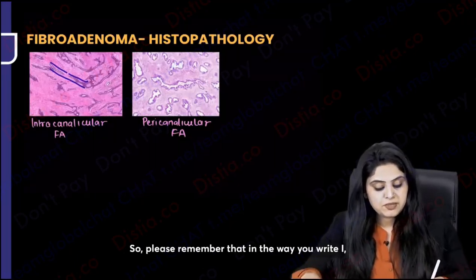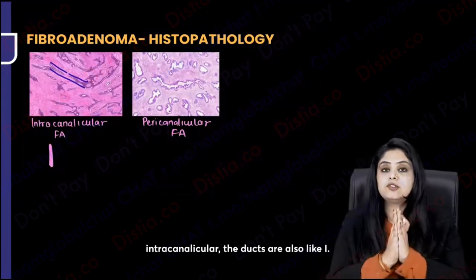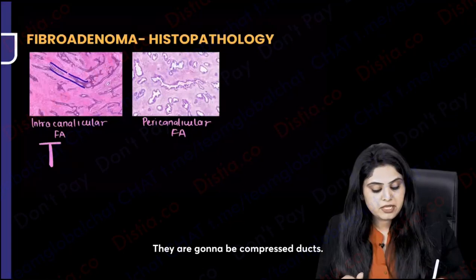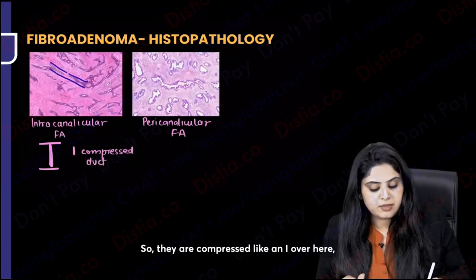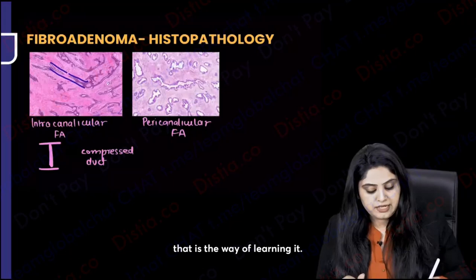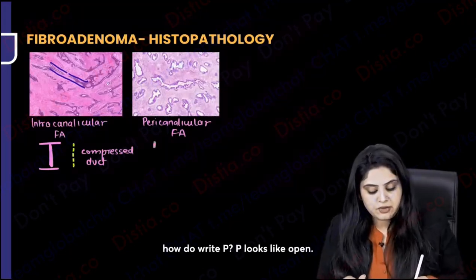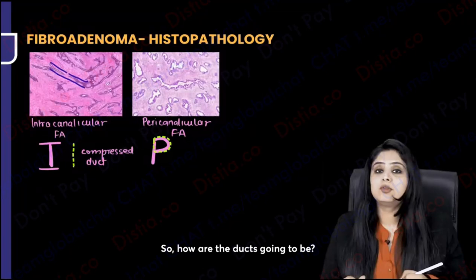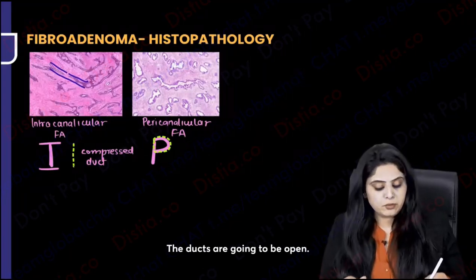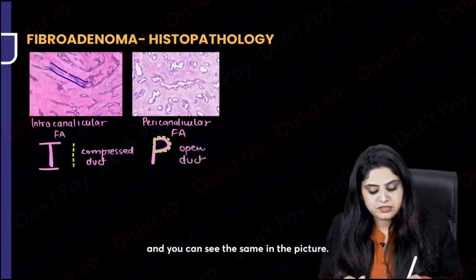So please remember that in the way you write I, intracanalicular, the ducts are also like I. They are going to be compressed ducts. That is how I learn. So they are compressed like an I over here. That is the way of learning it. On the other hand, if the way you write P, how do you write P? P looks open over here. So how are the ducts going to be? The ducts are going to be open. There are going to be open ducts that you notice, and you can see the same in the picture.